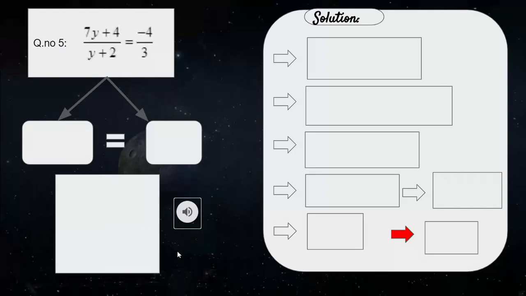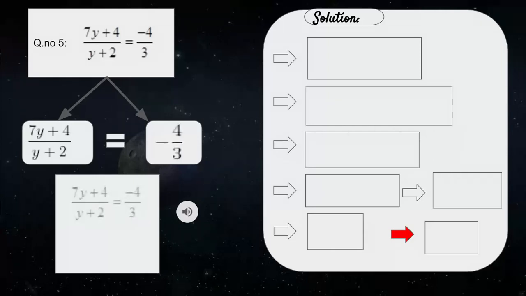Question number 5. (7y + 4)/(y + 2) = -4/3. Same type of question. Here also we have to cross multiply. On the left side it is given (7y + 4)/(y + 2), on the right side -4/3. So we have to cross multiply: (7y + 4) into 3, and in the same way -4 into (y + 2).